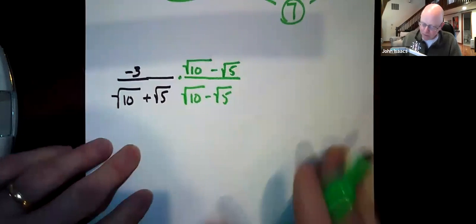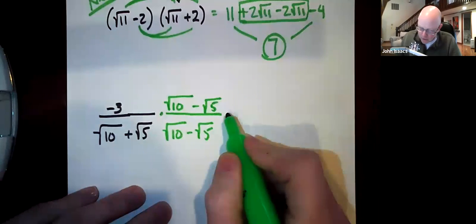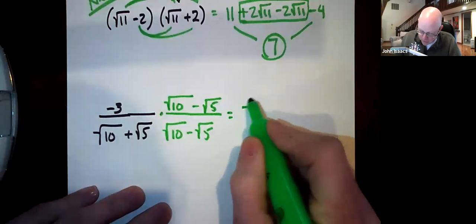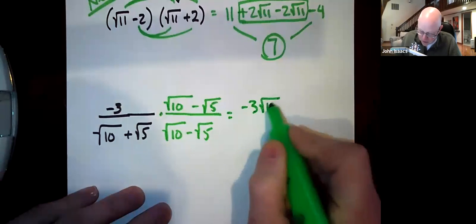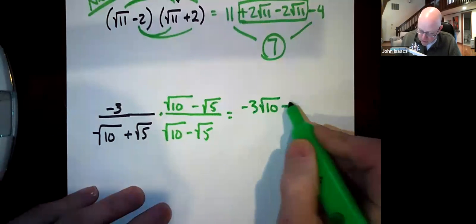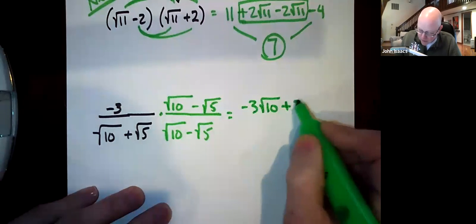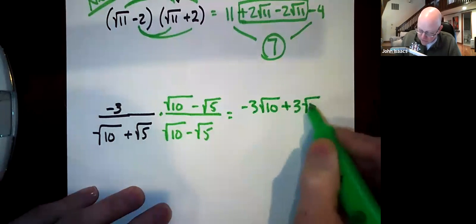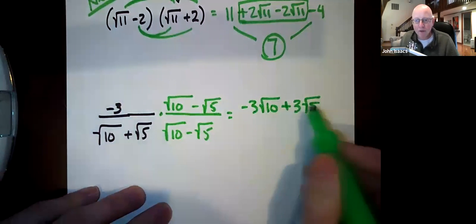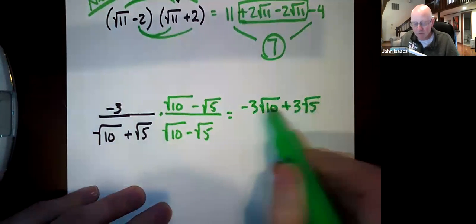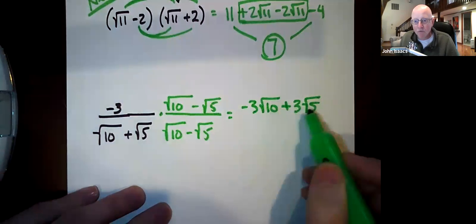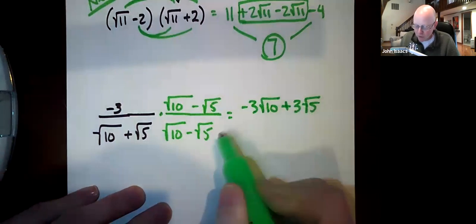All right, let's multiply the top first. The top is going to be negative 3 root 10 plus, because it's negative times negative, plus 3 root 5. That's the top. We don't worry about the radicals being on top. They don't simplify. Root 10 and root 5 don't have any common perfect squares to come out, so there's nothing to do there.